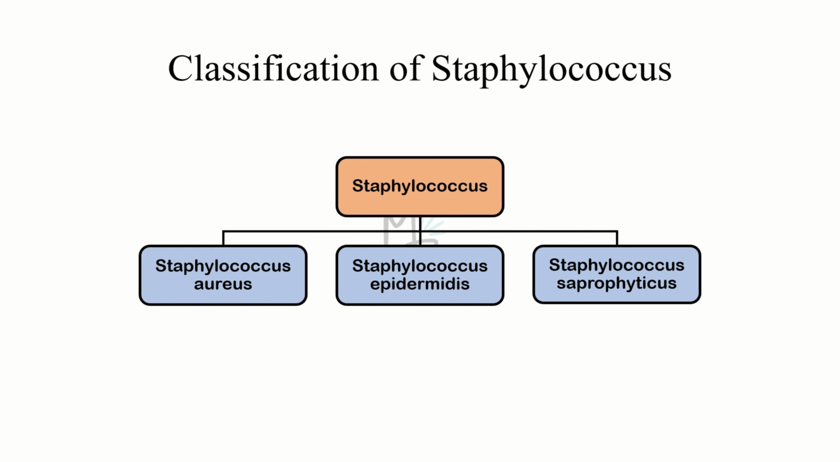Classification of Staphylococcus. Staphylococcus is classified into 3 species, and these are important human pathogens. Number one is Staphylococcus aureus, that is the most common and responsible for causing most serious infections. The second one is Staphylococcus epidermidis, and the third one is Staphylococcus saprophyticus.